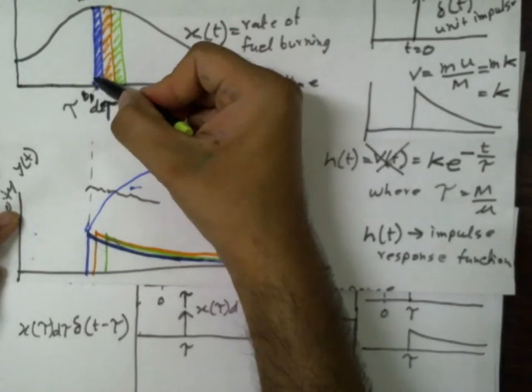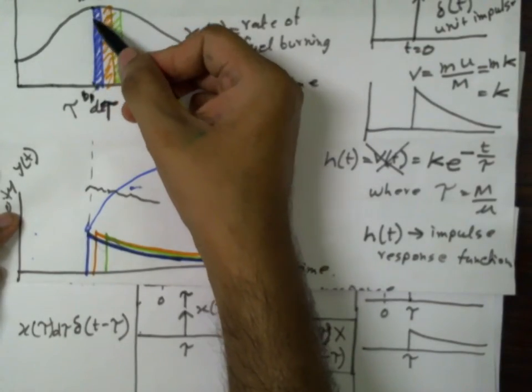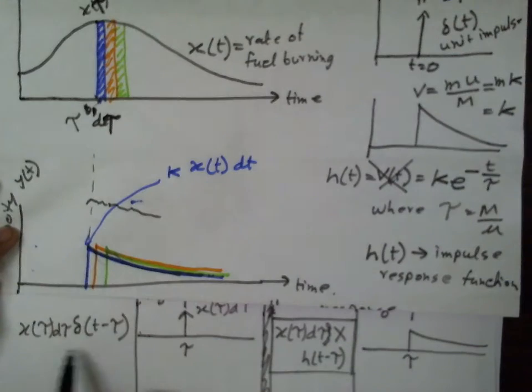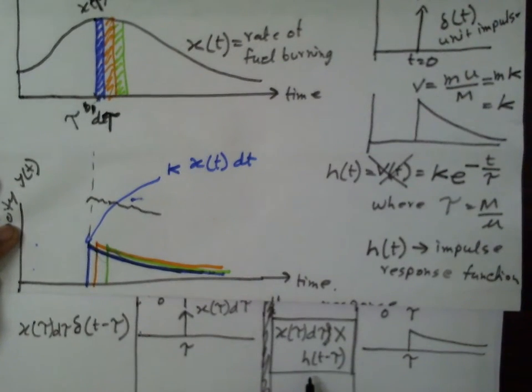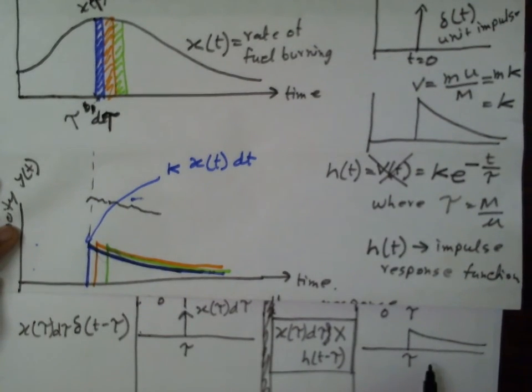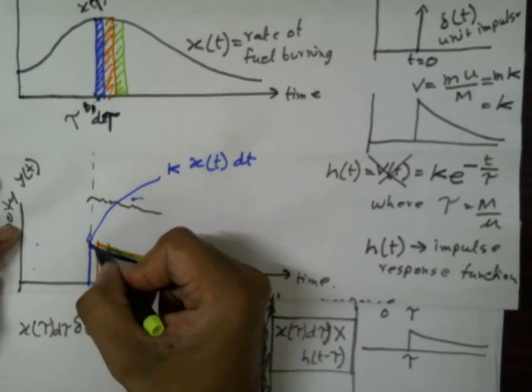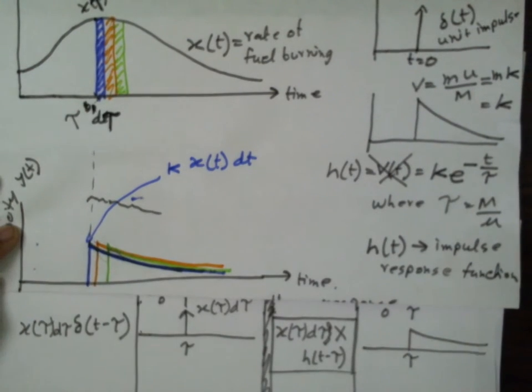Okay, so when I have this blue excitation, which is equal to x(τ) dτ, the output is x(τ) dτ times h(t − τ). Now similarly, when I have this orange one, let me write it here.